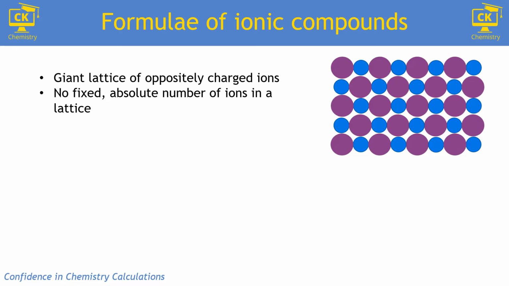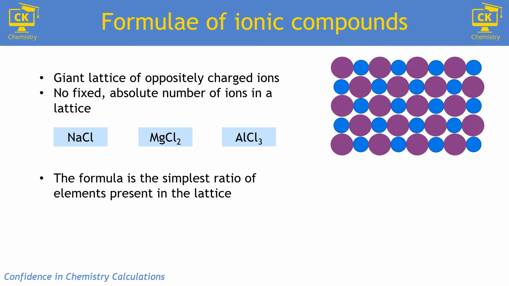So instead, when we write the formula of an ionic compound like NaCl or MgCl2 or AlCl3, what we're showing there is something called the unit cell. It's the simplest ratio of the elements that are present in that lattice.